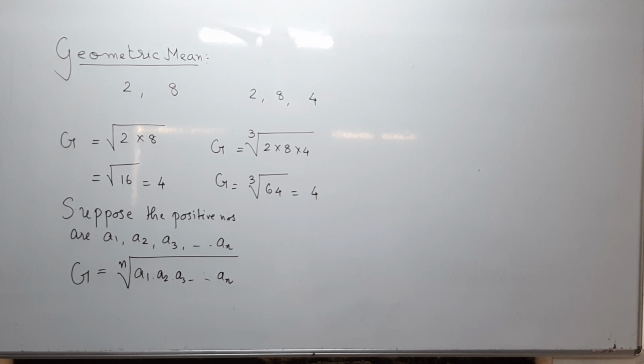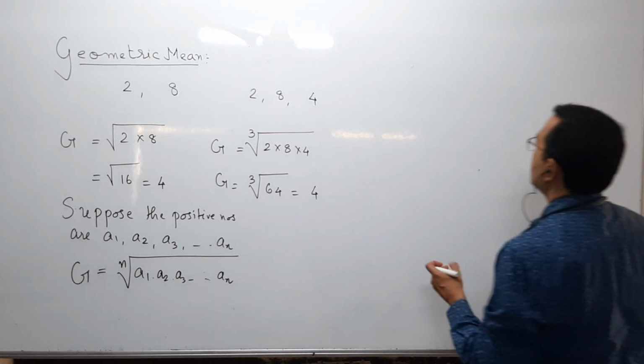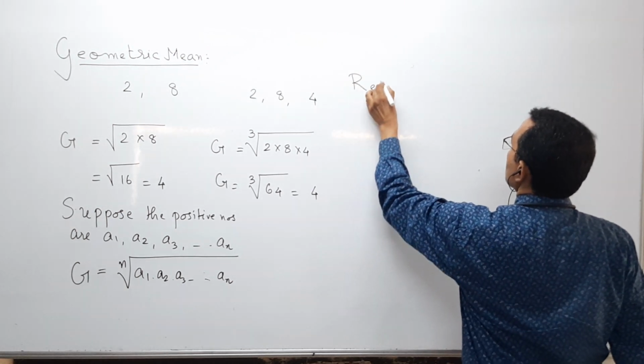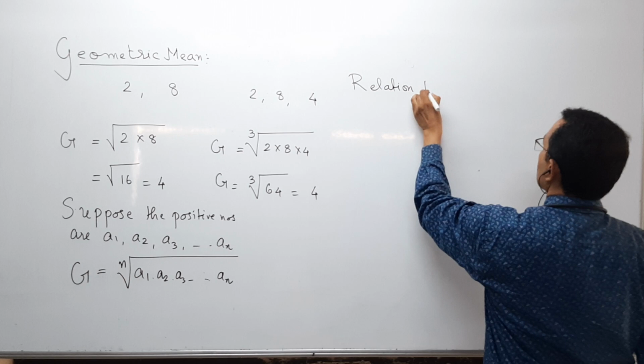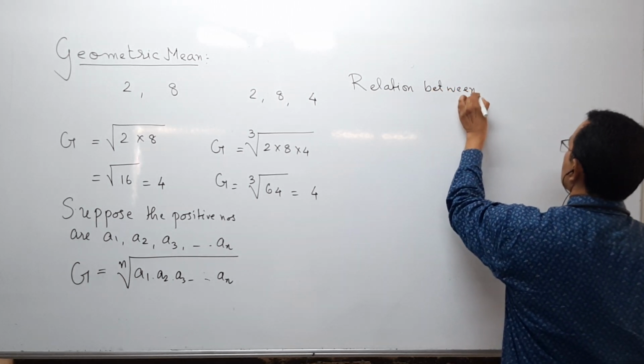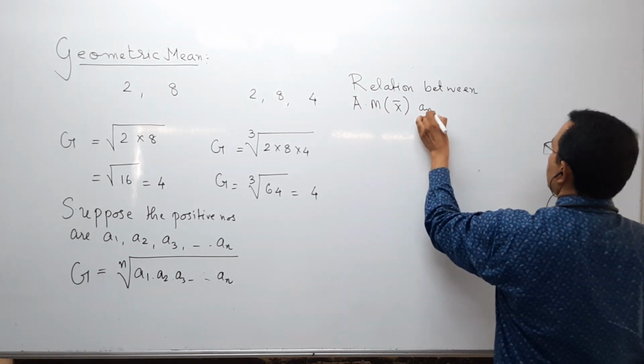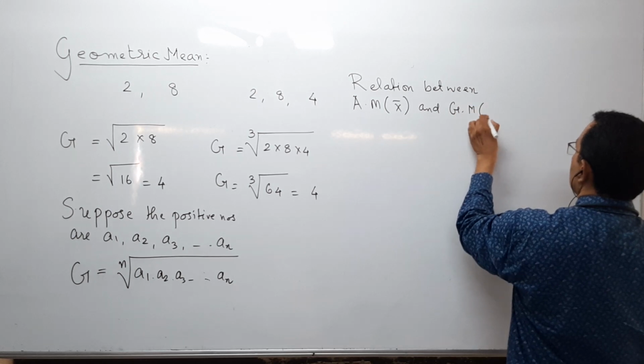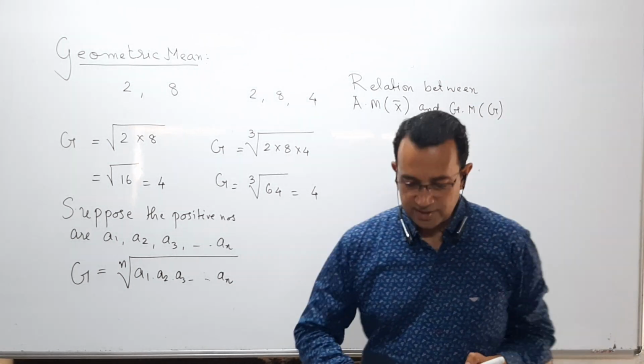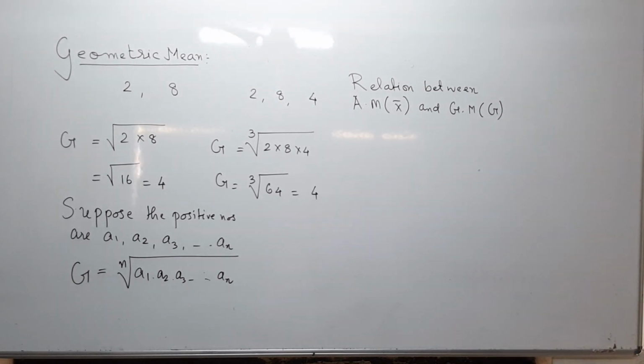Now students, all of you pay attention. Students, arithmetic mean and geometric mean, a relation between the two. A relation between arithmetic mean, which means x bar, and geometric mean, which means capital G. Students, I want to cite a very important relation, a very important equation between arithmetic mean and, students, geometric mean. Let us continue in the same example.